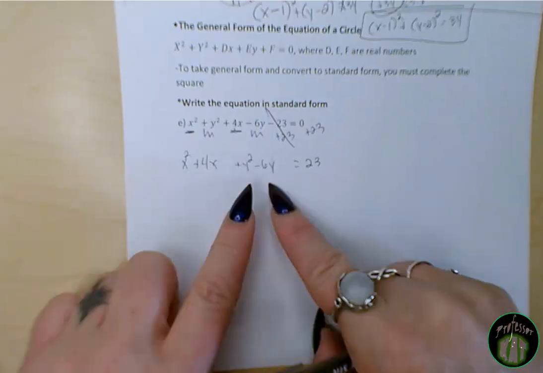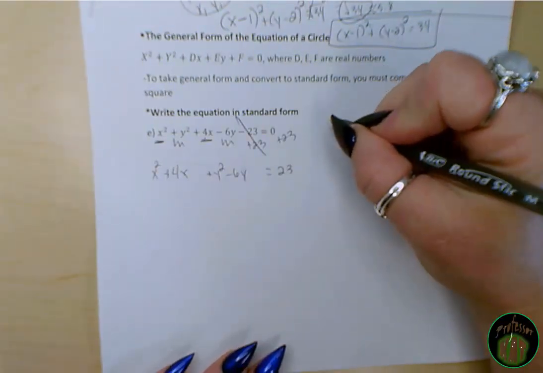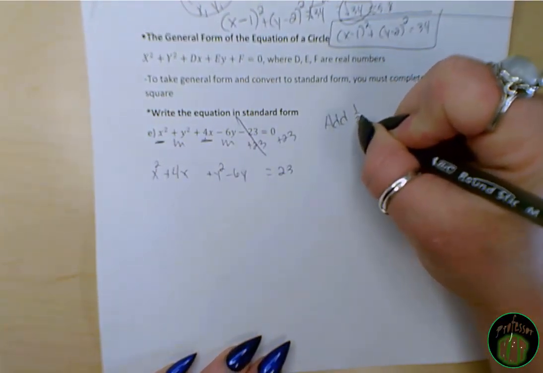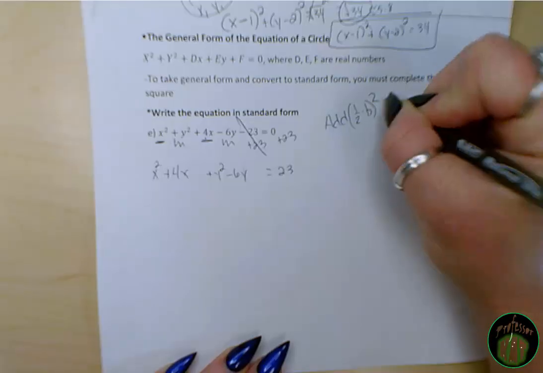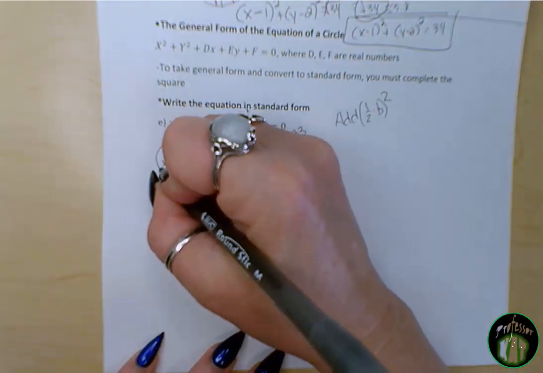Group your x's, leave a space. Group your y's, leave a space. And then you have your constant on the other side. Now what you want to do is add 1/2 b squared to each side of the equation. You're going to do this twice. Think about it this way.